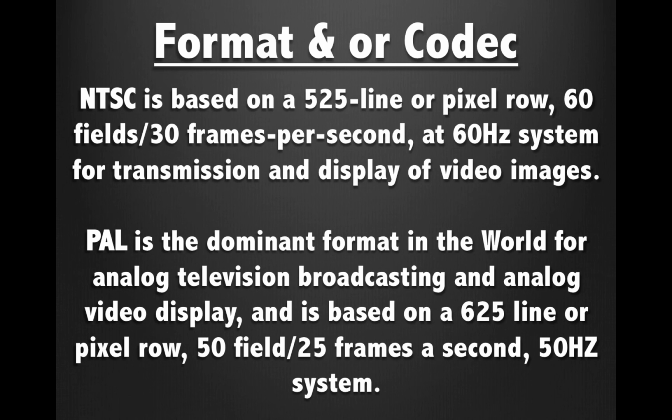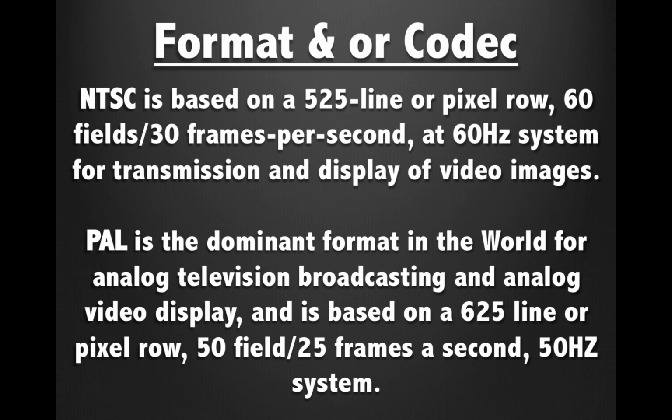PAL was really the dominant format for most of the rest of the world. Analog television broadcasting and analog video is based on 625 scan lines or pixel rows, 50 fields, or rather 25 frames per second, in a 50 hertz system. Now, lots of people argue back and forth about which is the better format. Really, they're both more or less the same.